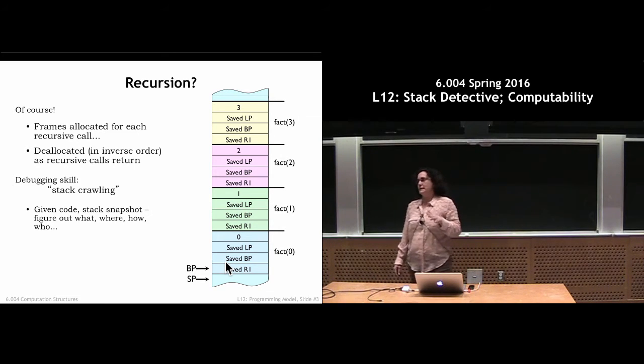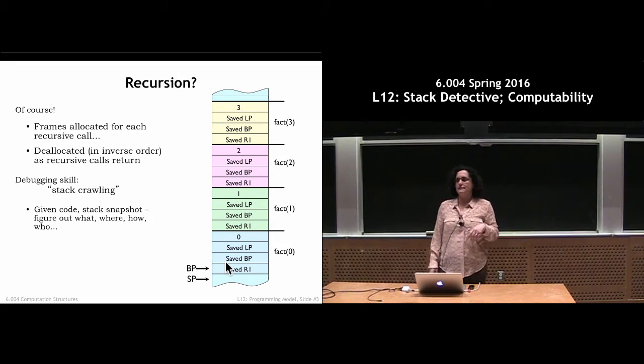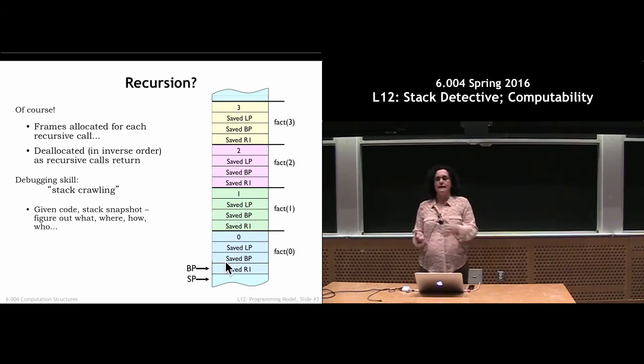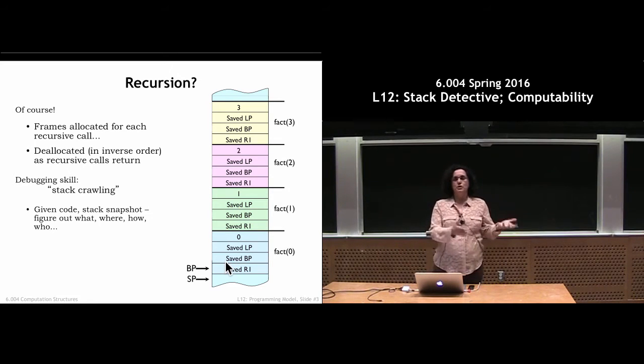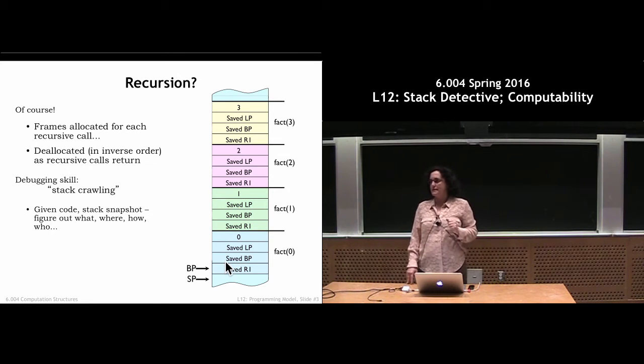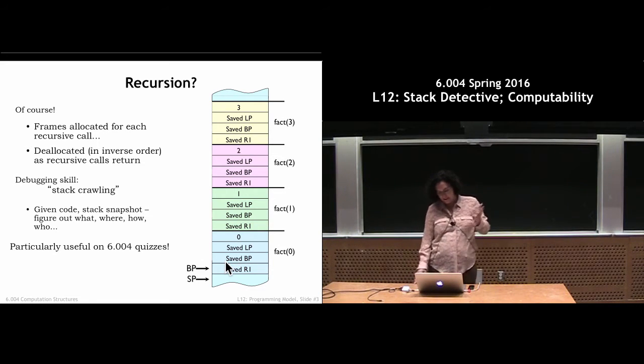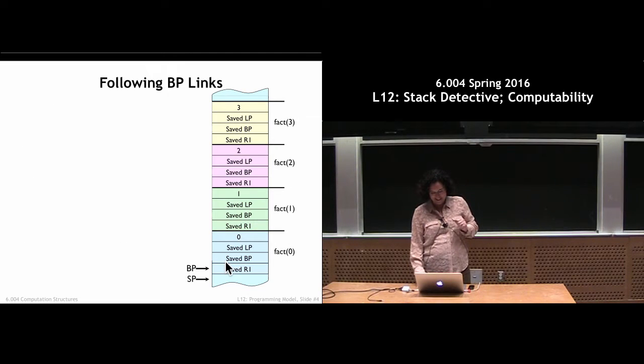So one important skill for everybody to have is to really be able to understand the structure of a stack trace. So if I give you a program like factorial, and I give you a portion of a stack, you want to be able to correlate which pieces of the code go with which pieces of the stack. And that's what we're going to go over today. In particular, this is something that you'll find very useful for 6004 quizzes, so hopefully you will understand it after the next few slides, as well as what you did in recitation.